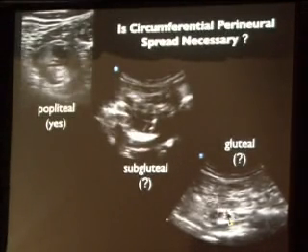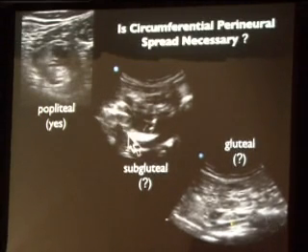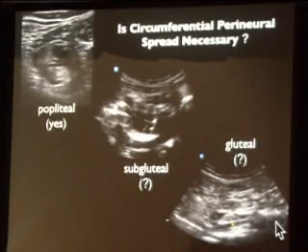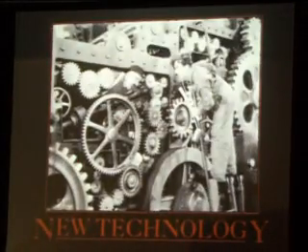Do we need to do the same for subgluteal sciatic nerve or the gluteal sciatic nerve? Because with these deeper nerves, it's more difficult to move the needle around the nerve and get a circumferential spread. So is it necessary? I think the future would have to tell us.